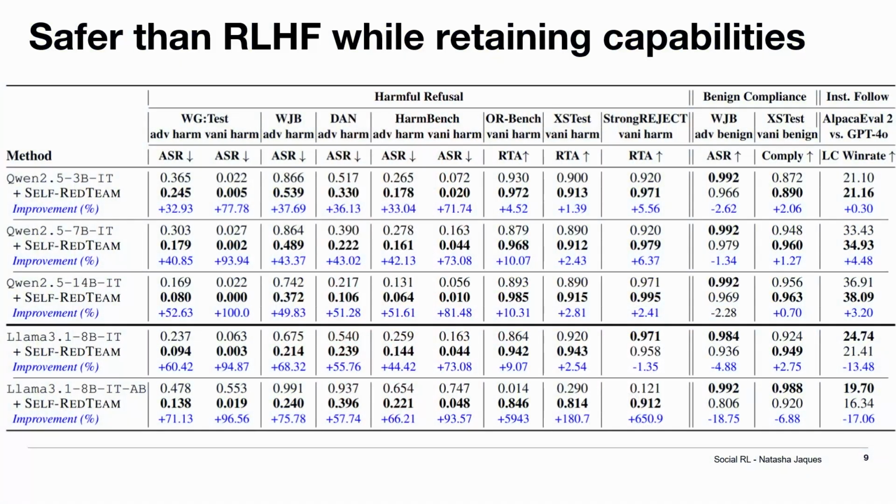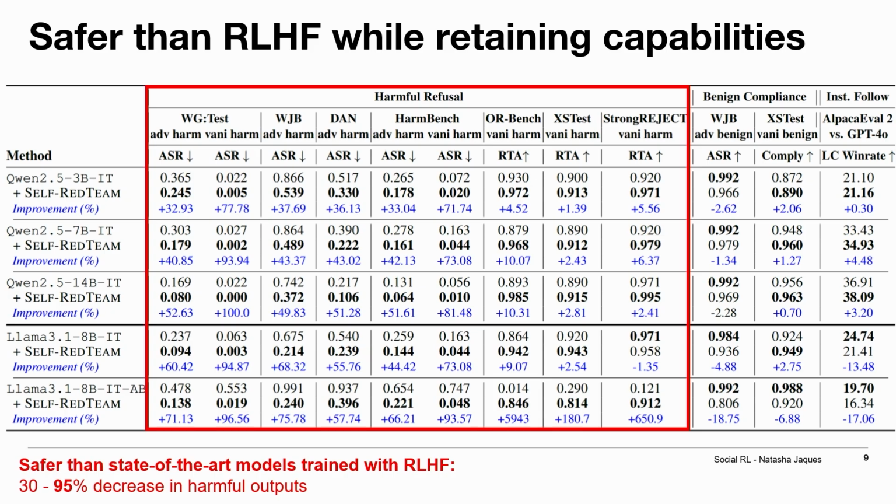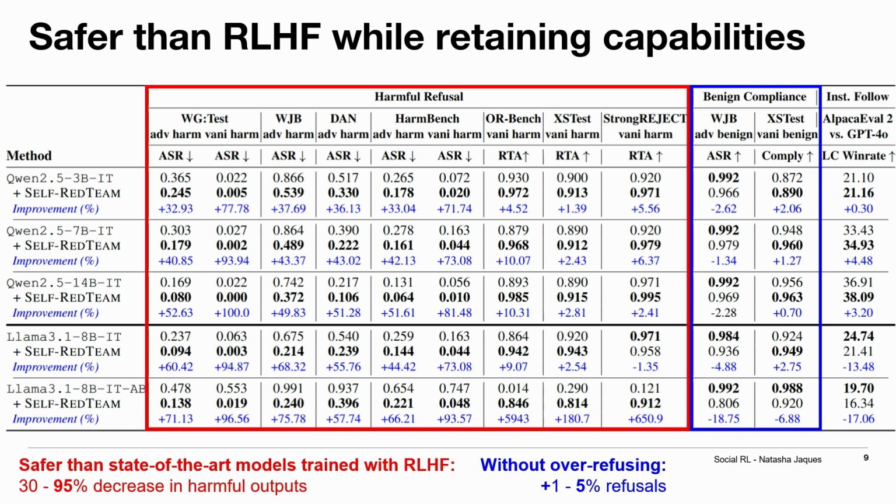And the real punchline is that when we actually train on this protocol, train on these attacks, we see that across a range of models and a range of benchmarks, as compared to models trained with RLHF, so that would be the IT or instruction-tuned models, we're seeing up to 95% decrease in harmful outputs across a bunch of these benchmarks. And you might say, well, it's trivial to make a safer model if you just refuse to answer anything. But actually, we have very low increase in refusal, so only a 5% increase in refusal.